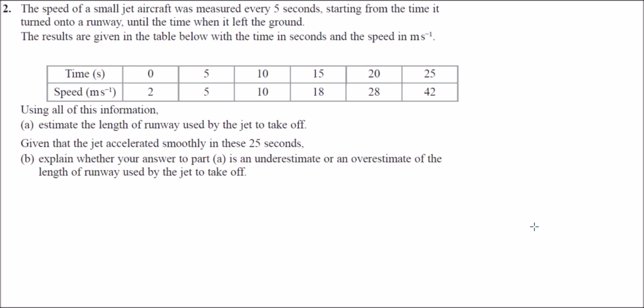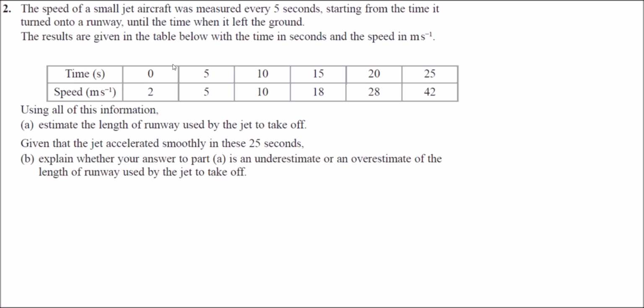Question 2 is about the speed of a small jet aircraft being measured every 5 seconds, starting from the time it turned onto a runway until the time when it left the ground. We've got these results in a table below, with the time in seconds and the speed in meters per second. Using all this information, we need to estimate the length of a runway used by the jet to take off. This might not be immediately obvious.